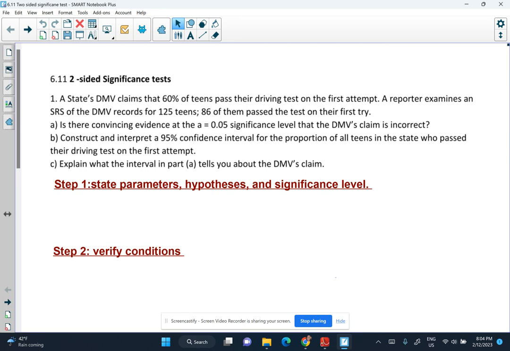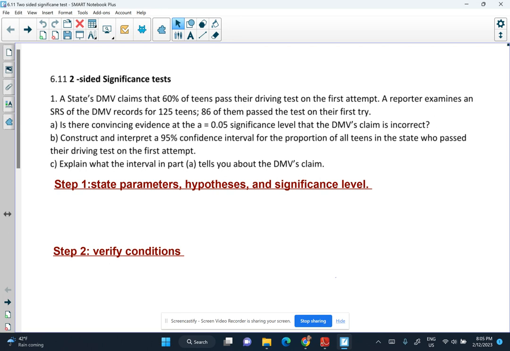A state's DMV claims that 60% of teens pass their driver's test on the first attempt. A reporter examines an SRS of the DMV's records for 125 teens. 86 of them passed the test on the first try. Is there convincing evidence at a 5% significance level that the DMV's claim is incorrect?